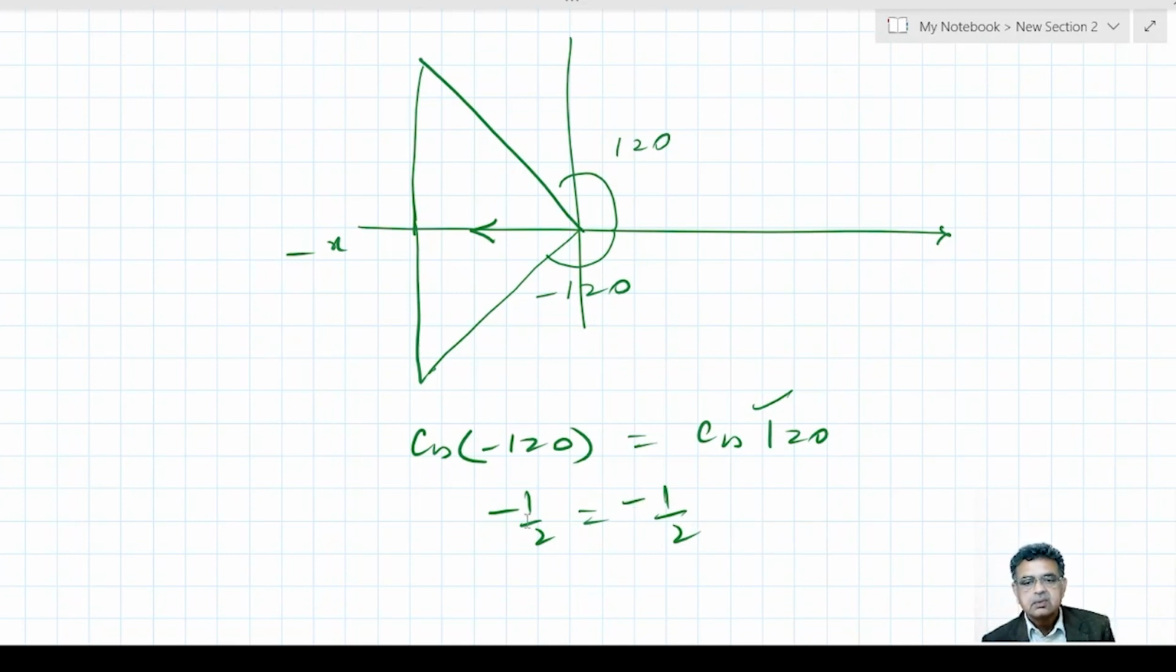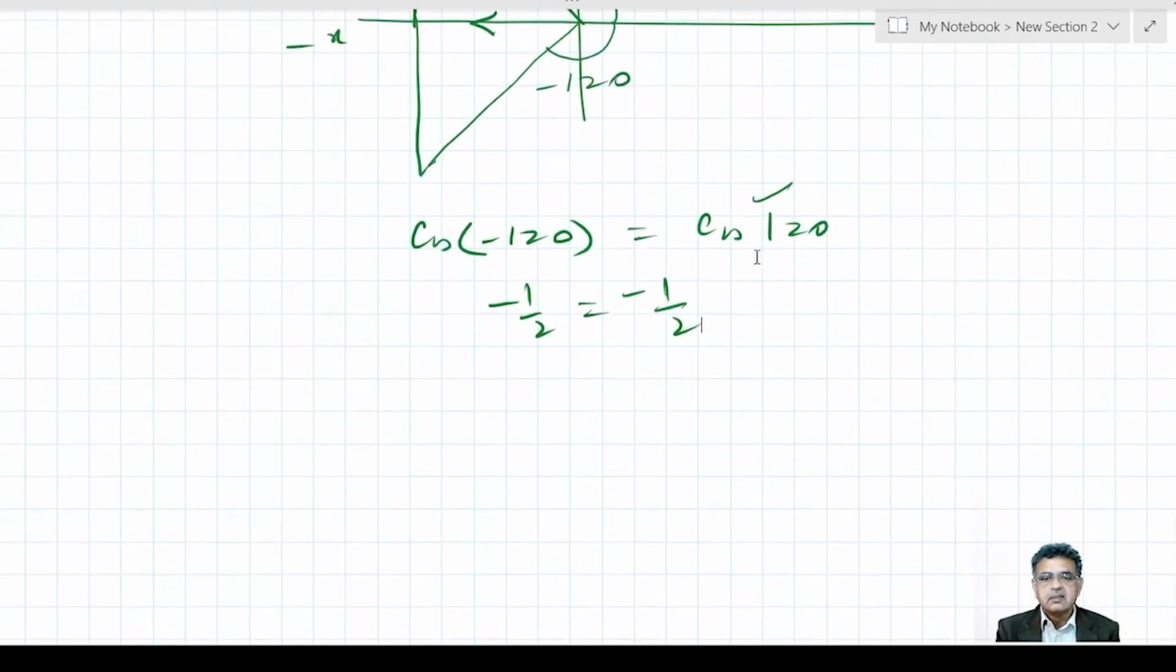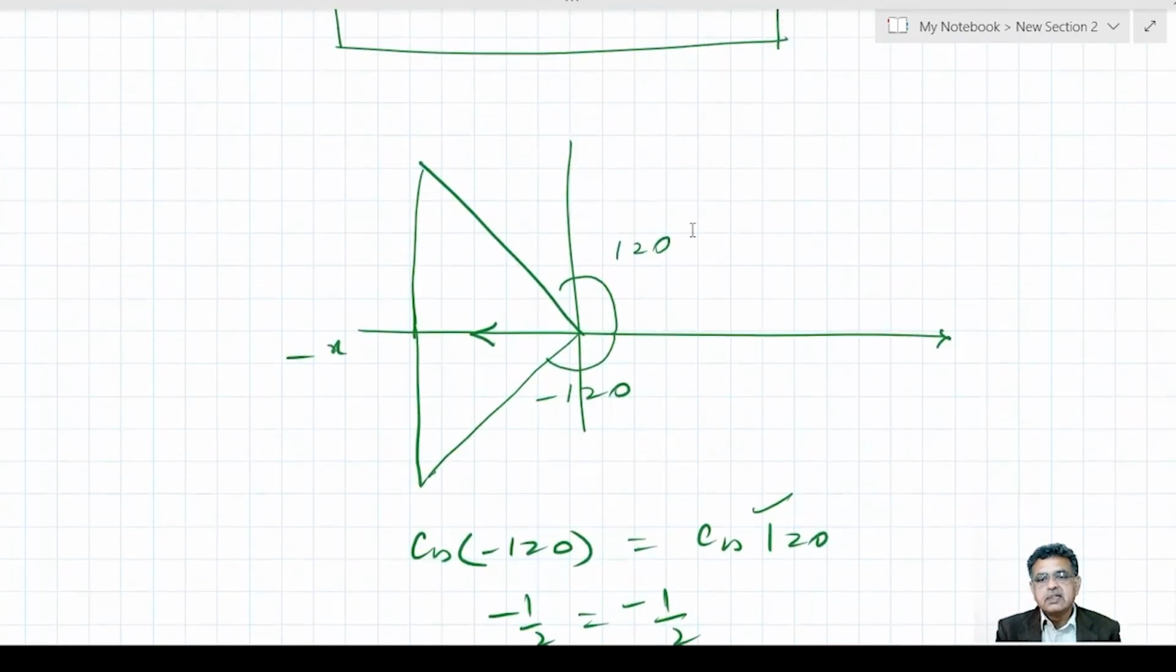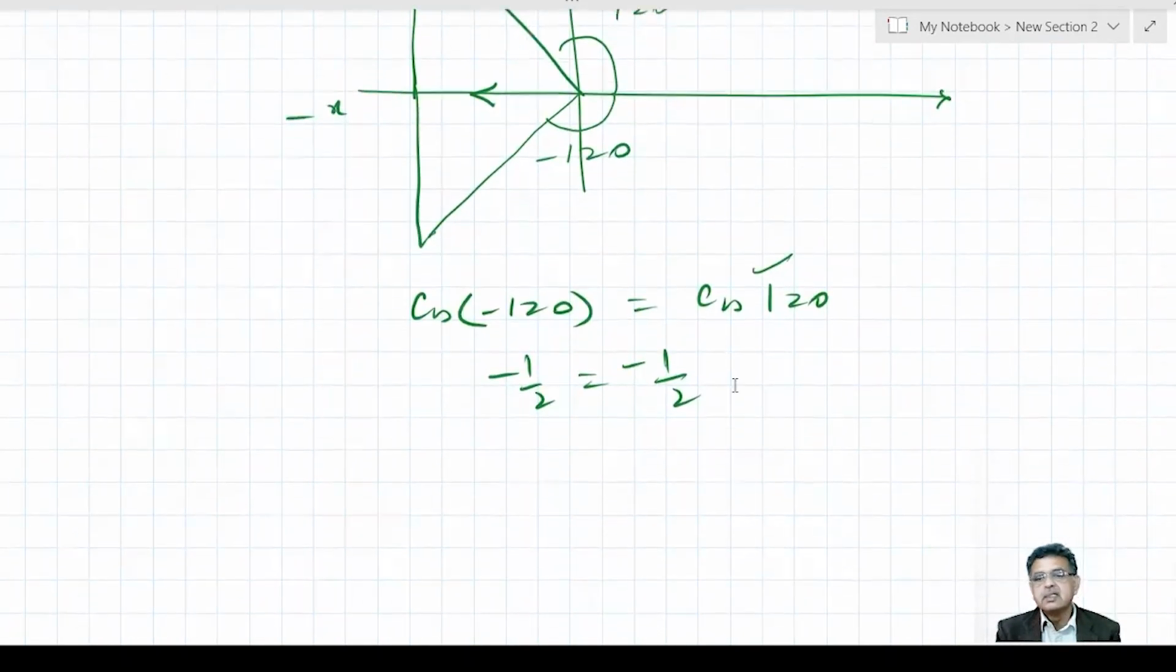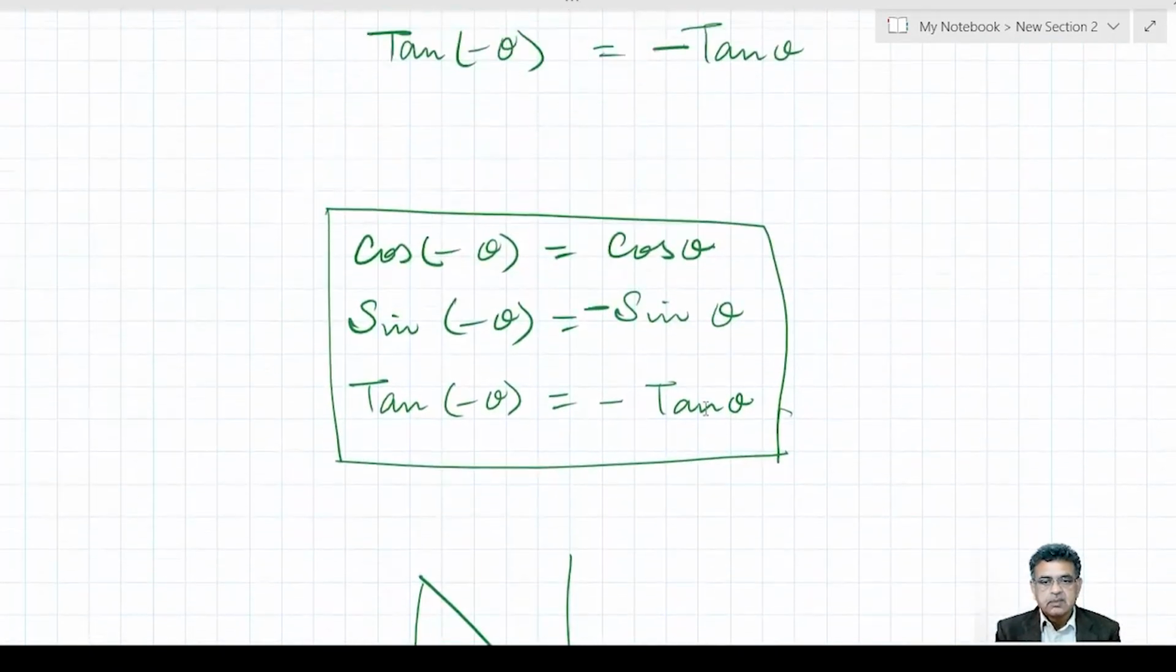So it is true not only for the angles within first and fourth quadrant, but anywhere else. Whatever is the value of theta and minus theta, it does not make a difference whether they fall in first and fourth quadrant or second and third quadrant, wherever, they will be the same. So this is the identity. If you remember this identity, then I hope that many things will become easier for you.